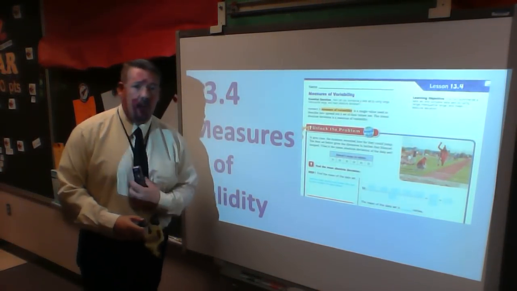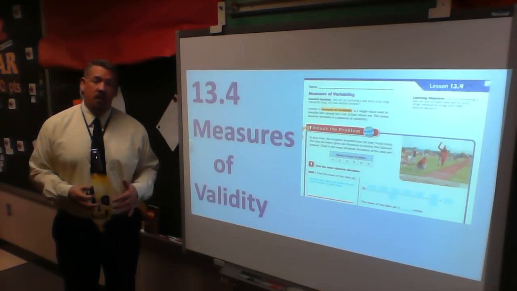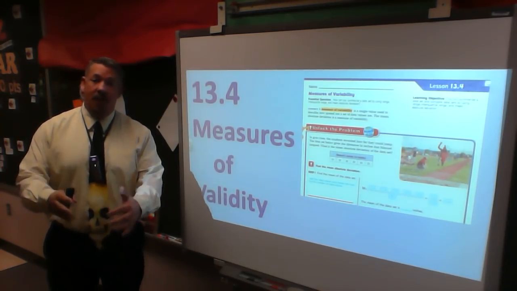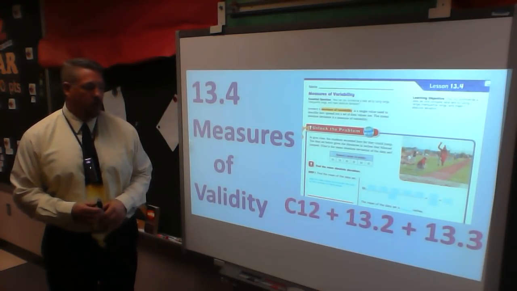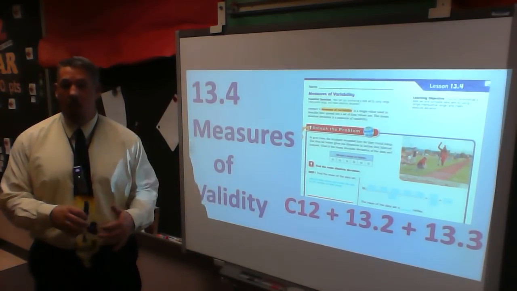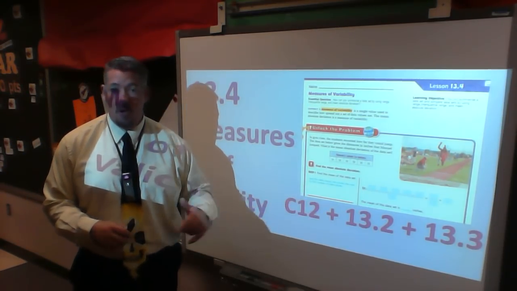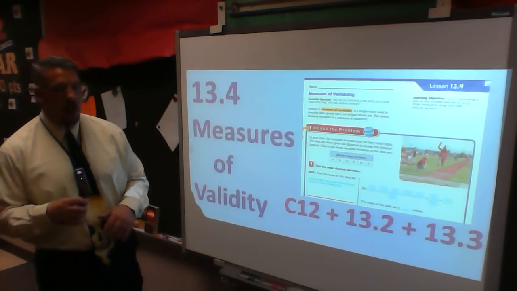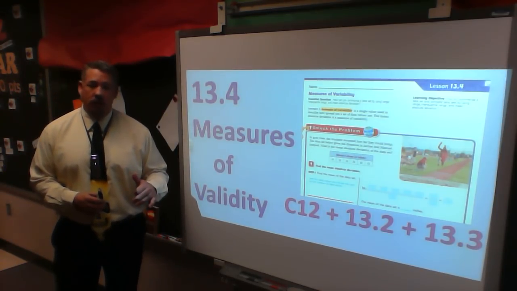All right, so now we're going to get into 13.4, Measures of Validity. Well, that sounds like really big words. So what that is saying is we're going to take a lot of information, we're going to do a lot of steps. This is a pretty big assignment. It's going to take you a little while to do it, but if I understand Chapter 12, mean, median, mode, and range, and how data works, and I understand 13.2, box plots, and I understand 13.3, that standard mean deviation, then I'm going to be okay.